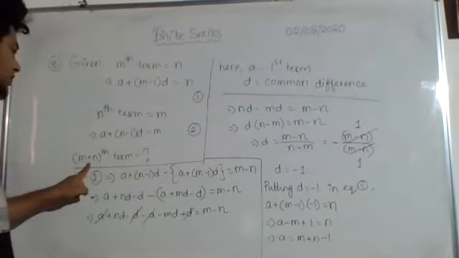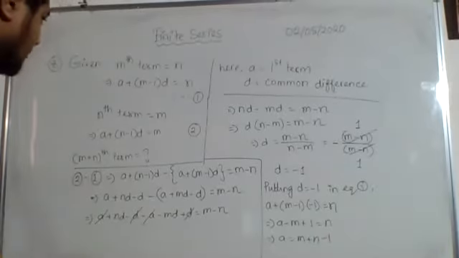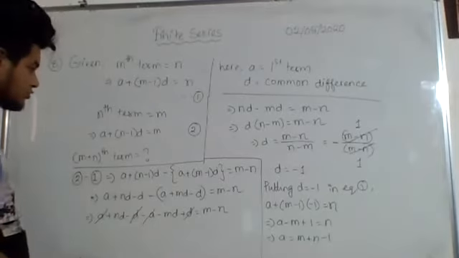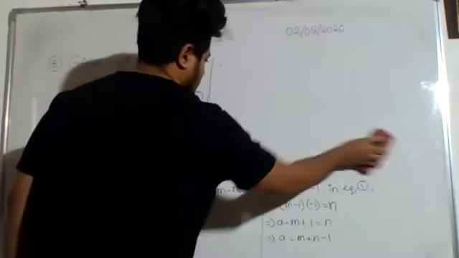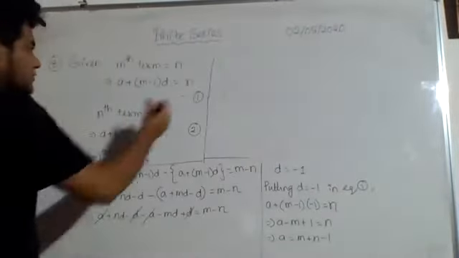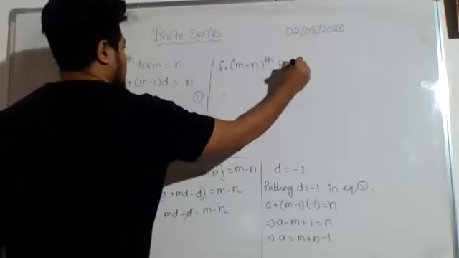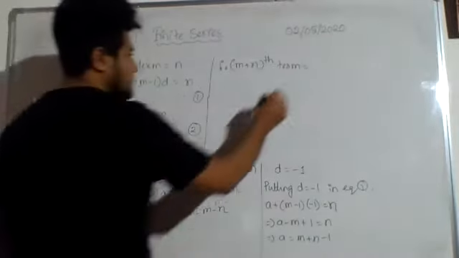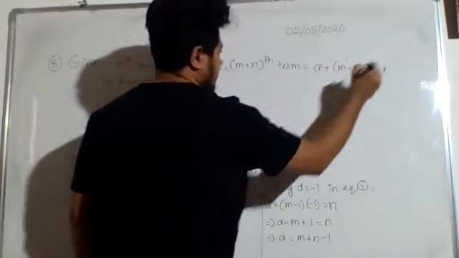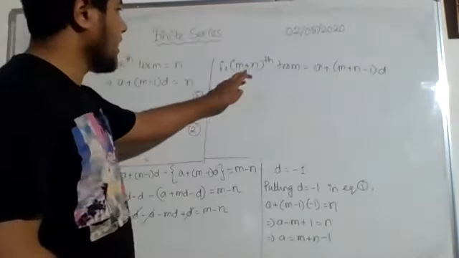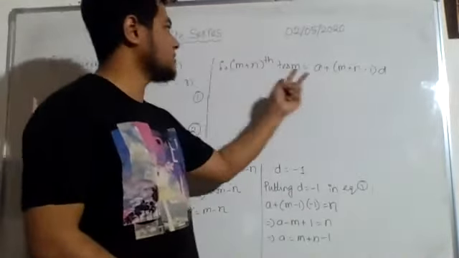Now we are ready to find the final answer, that is the m plus nth term. So we will see how we can find the m plus nth term. So the m plus nth term is going to be equal to a plus m plus n minus 1 into d. Do you understand this? The nth term is n minus 1. The m plus nth term is m plus n minus 1.